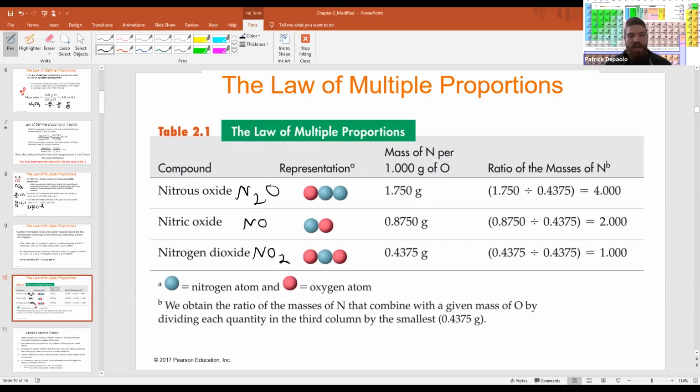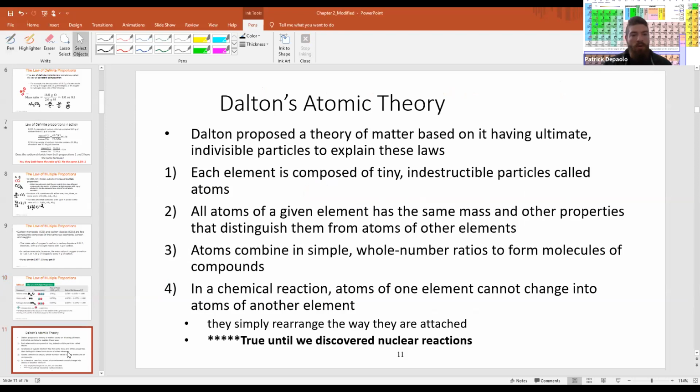if that's the case, you're going to have 14, which is the grams of nitrogen, times 2, which is 28, divided by 16 of oxygen, and you're going to get this ratio of mass of nitrogen per 1 gram of oxygen. And then you do the same exact thing for the other 3, and you see they are whole number ratios apart from one another. So, you can see how that works out. So yeah, cool. That's the law of multiple proportions.